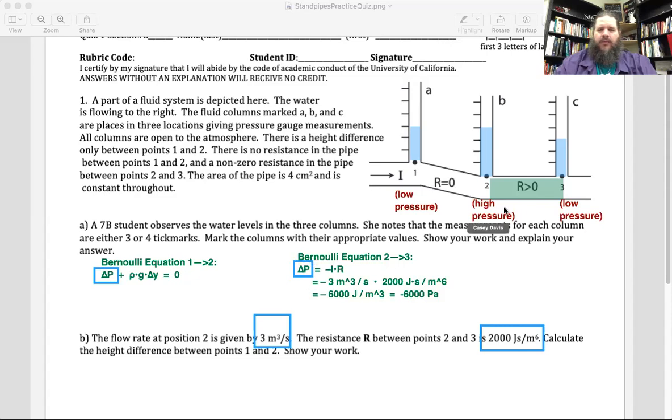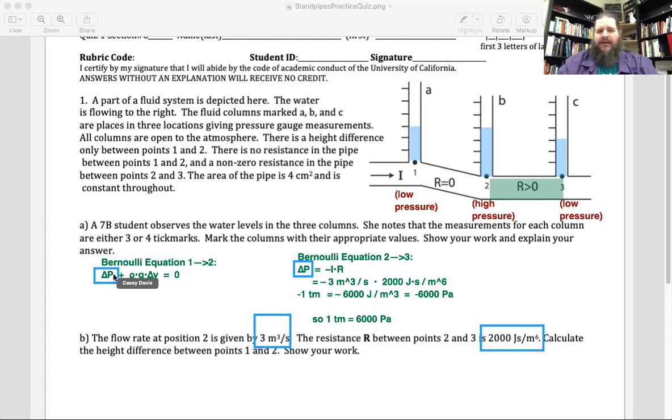So that represented one tick mark. We know that the change in pressure from 2 to 3 was -1 tick mark. So -1 tick mark is negative 6,000 pascals. In other words, one tick mark means 6,000 pascals. We now have a conversion factor for tick marks of pressure versus actual pascals of pressure.